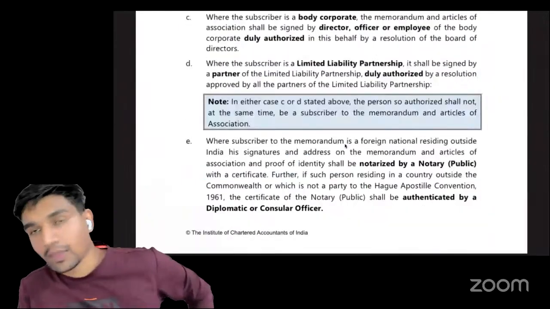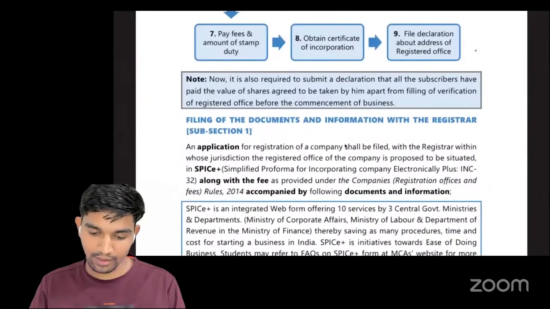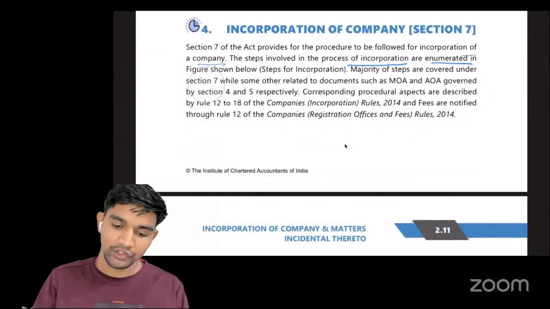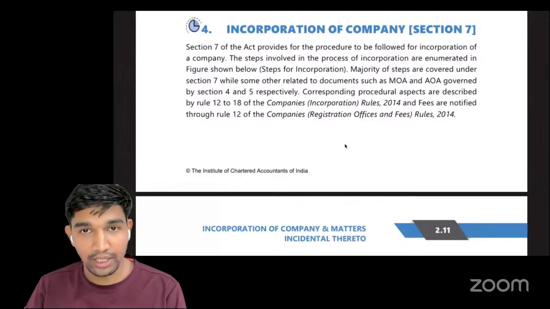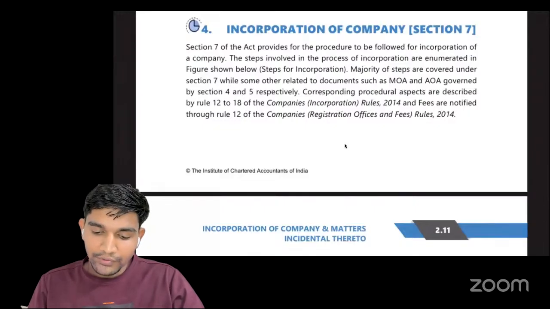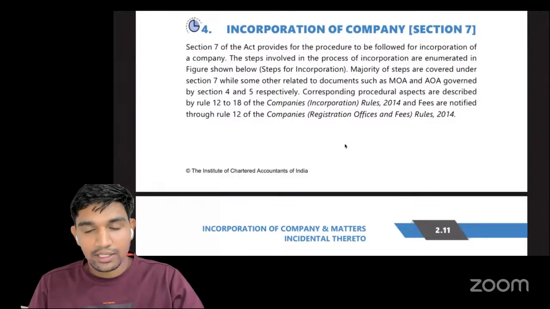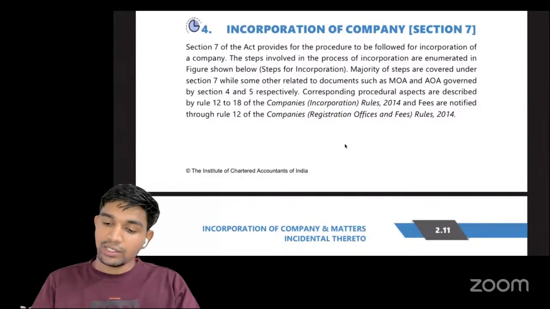Okay, so as in the last video, we have completed Section 3, formation of company, and Section 3A, members severally liable in certain cases, in case of reduced members.